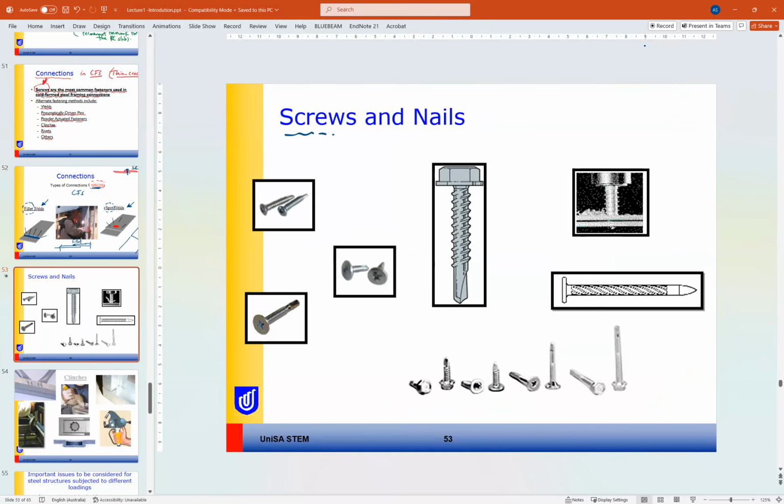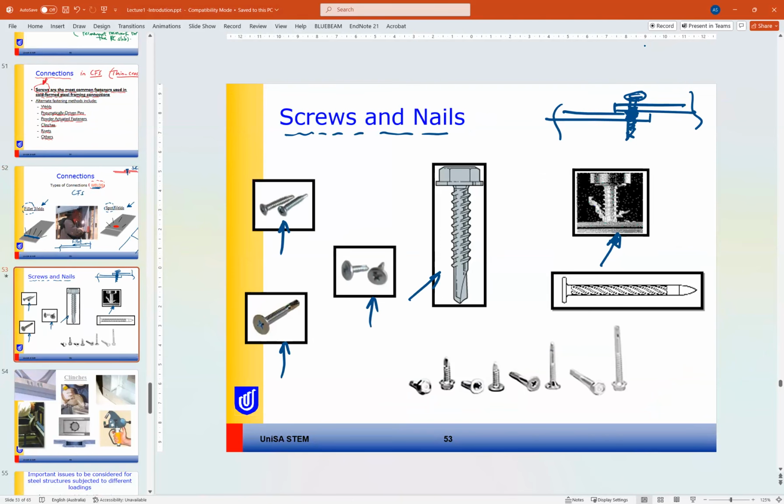As we mentioned, the most common one is the screws and nails. So you have this one and this one, similar to this GIF here. So you are putting the screws or the nail between the two. The screws or nails can have different types and different lengths, as you can see. This is common because of the thin walled nature of the cold formed steel, and it cannot be applied in hot rolled steel.